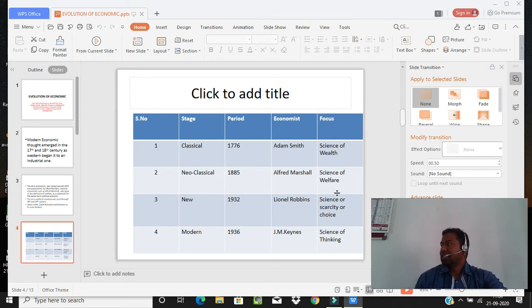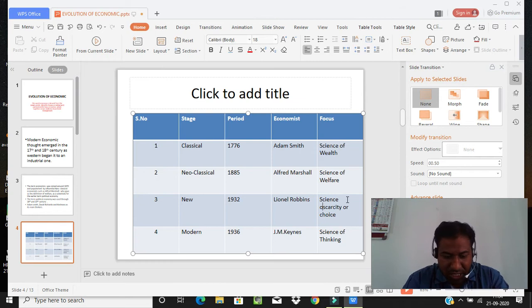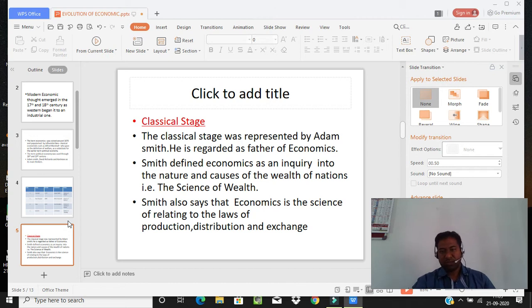And the third stage is Lionel Robbins, who focused on the new stage in the starting of the 20th century, in 1932, and he focused on the science of scarcity or choice. Coming to the last stage, the modern stage, it was started in 1936 by J.M. Keynes, and it says that it is a science of thinking. How and on what basis these people declared this, we are going to learn now, stage by stage. So be careful and concentrate on my explanation.